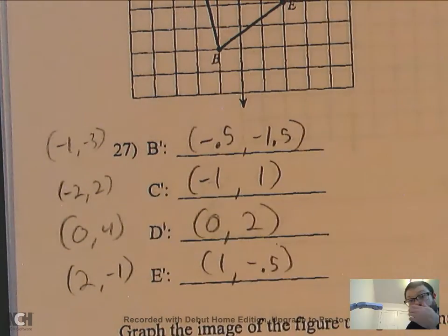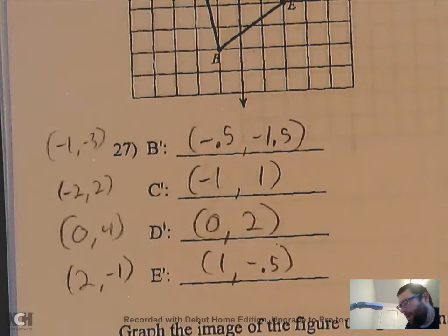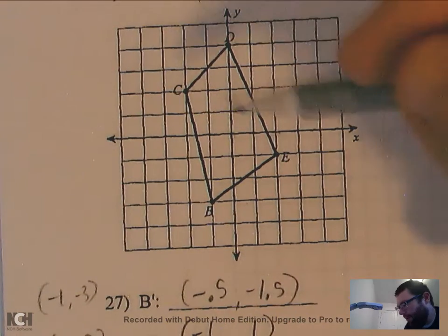Now, anytime you multiply or dilate by a number that is less than 1, it's going to shrink your shape. Anytime it's more than 1, it's going to grow your shape. Now, this was less than 1, right? So it's going to shrink our shape.